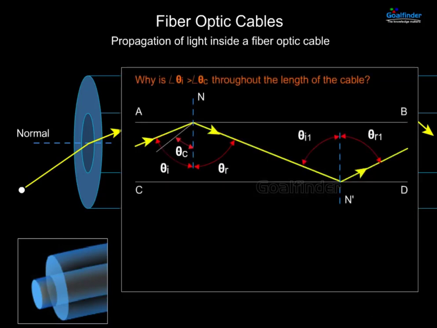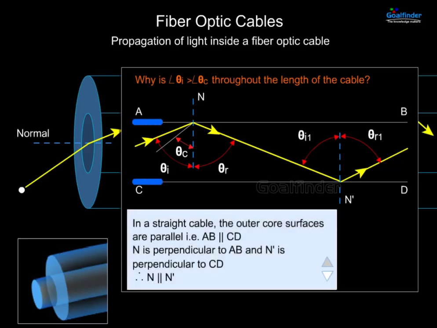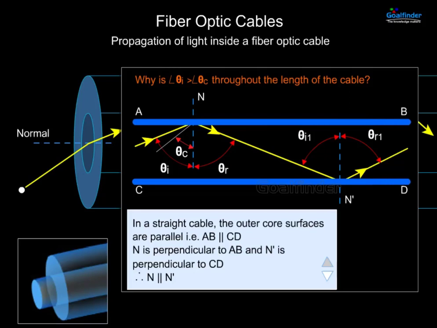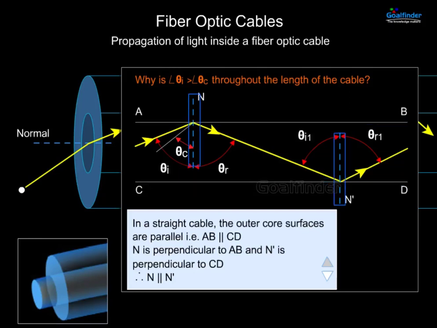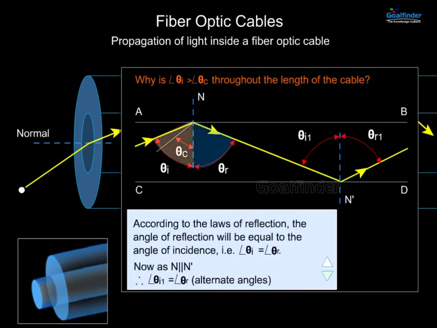Why is angle theta I greater than angle theta c throughout the length of the cable? In a straight cable, the outer core surfaces are parallel, that is, AB is parallel to CD. N is perpendicular to AB and N dash is perpendicular to CD. Therefore, N is parallel to N dash. According to the laws of reflection, the angle of reflection will be equal to the angle of incidence. That is, angle theta I will be equal to angle theta R.